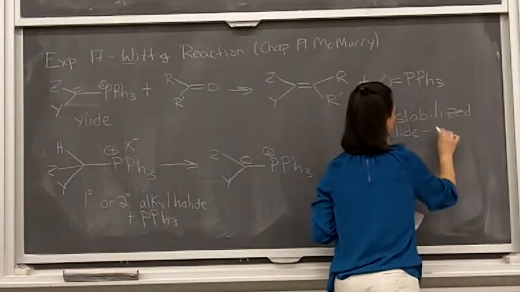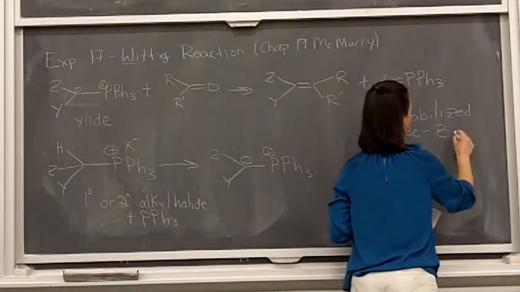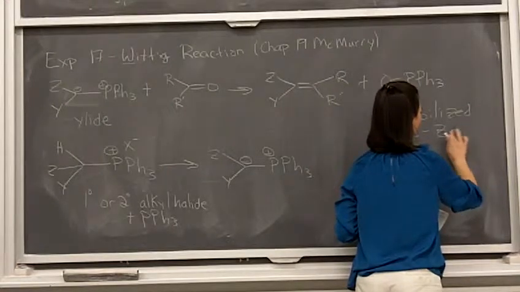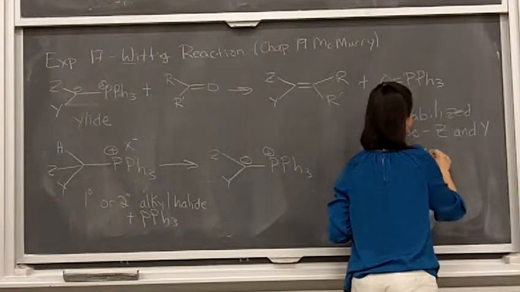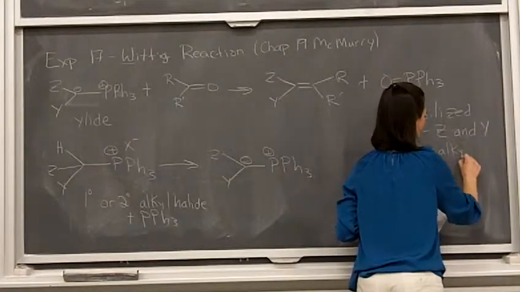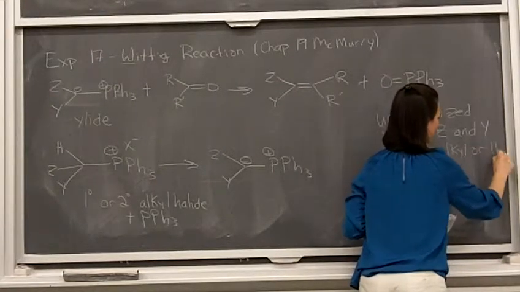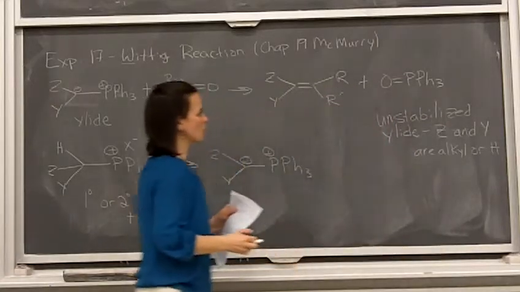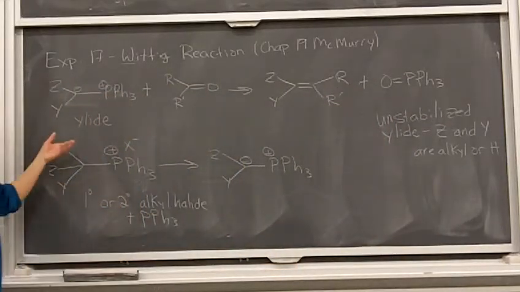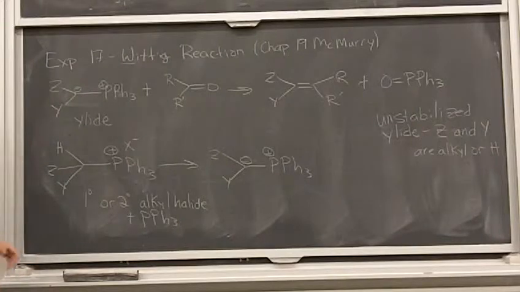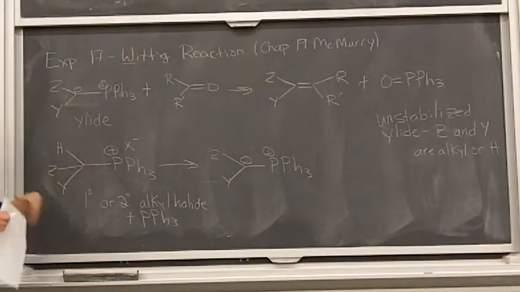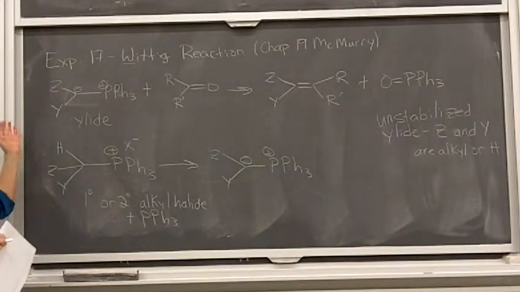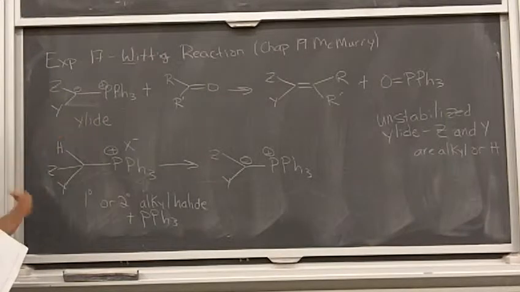And so your Z and your Y are alkyl or just a regular proton. And so what that means is we can't just form that ylid and it'll stick around. What you have to do is form it in situ. So you have to start with the salt, and right before you do the Wittig reaction, form the ylid, and then quickly use that ylid to go on to the reaction.